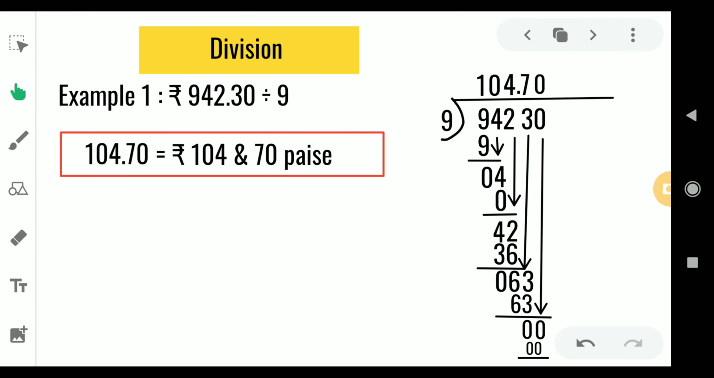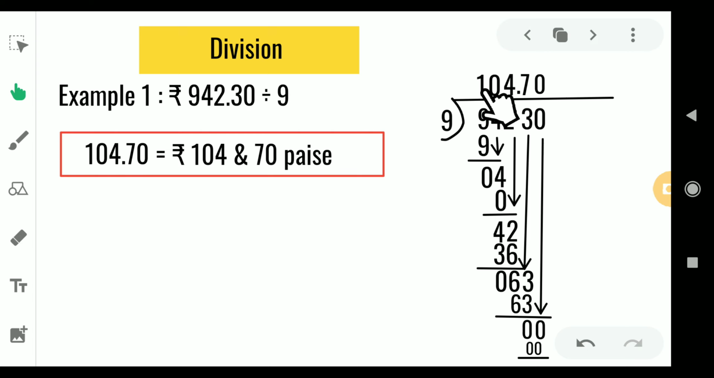Now let us learn how to divide a decimal number by a number. It's very simple. Let's see one example. It is rupees 942.30, or else 942 rupees 30 paise, and which is being divided by 9. See how we divide? Just take the value. So this is the dividend. Take it like this. Neglect the decimal point and take all the digits here: 94230, and 9 is the divisor, so that's why you have to write it here.